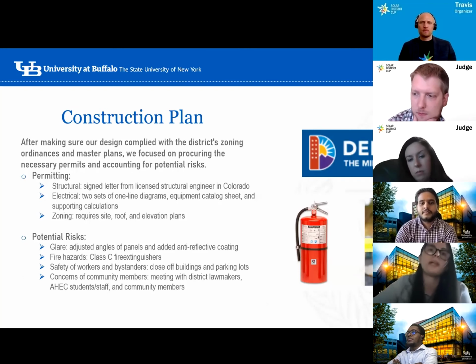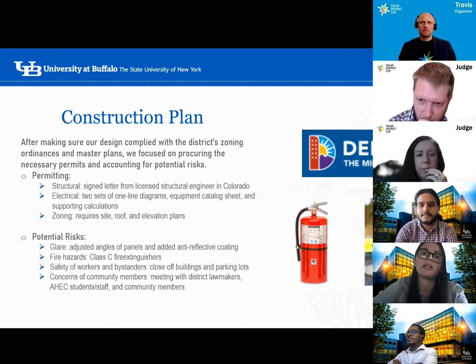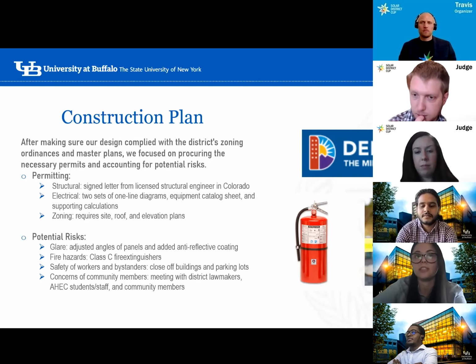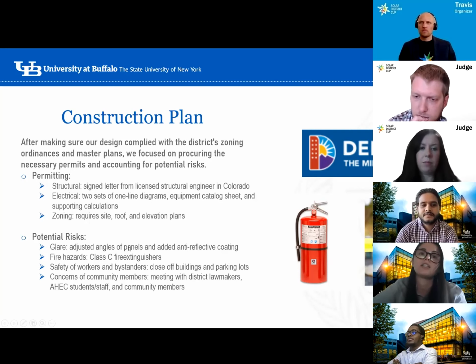Moving on to the construction plan, here we focused on acquiring the necessary permits as well as accounting for any potential risks. And so for permitting, we will need an electrical and a zoning permit from the Denver Development Services. But before we can acquire those, we will need a structural review as well as a signed letter from a licensed structural engineer in the state of Colorado. And then moving on to potential risks, we considered glare, fire hazards, safety, and concerns of the community members. And then these are just the ways that we would resolve those risks.